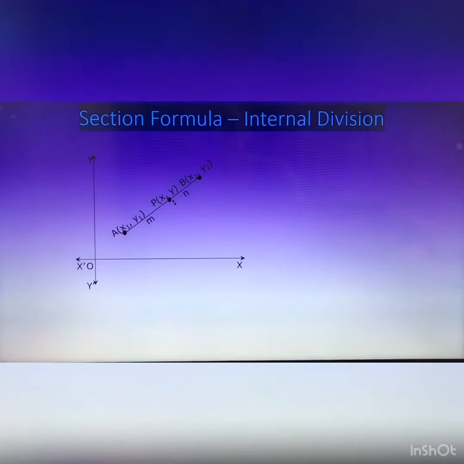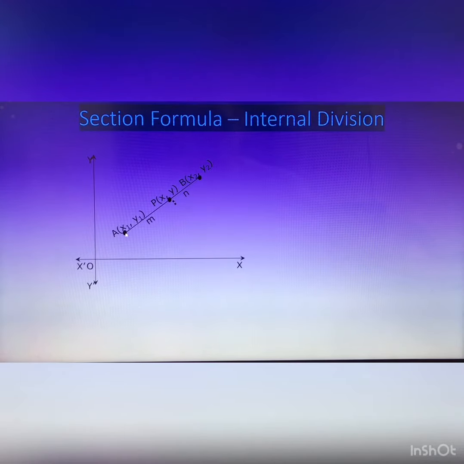So first, let's talk about the section formula, that is internal division. Internal division means a line segment is given and a point P just lies between these two points. So we can say that this is internal division, meaning this point P will be somewhere between these two, so we call this internal division.